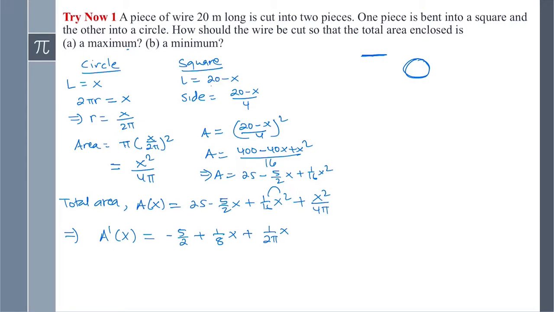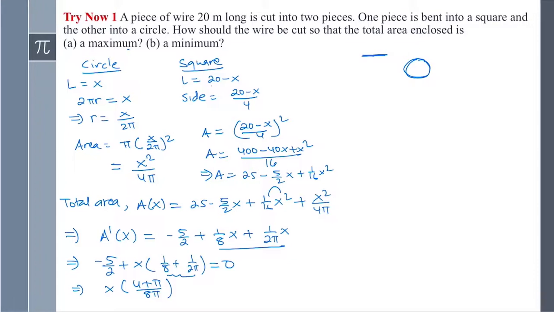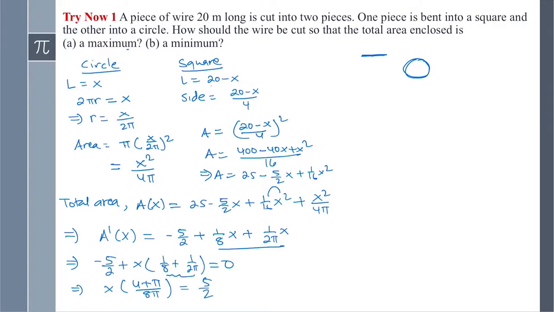Now set the first derivative equal to 0. So negative 5 over 2 plus, actually we can factor out x from here, so we have x times (1/8 plus 1 over 2 pi) equals 0. If we take the negative 5 over 2 to the other side and combine these two fractions, this is what we are going to get: x times (4 plus pi) over 8 pi. You can add those two fractions and simplify, equals 5 over 2.